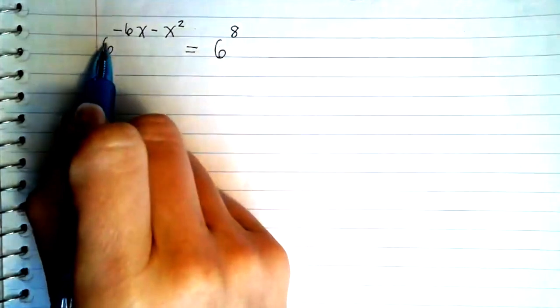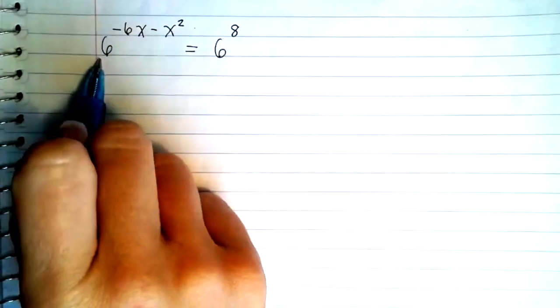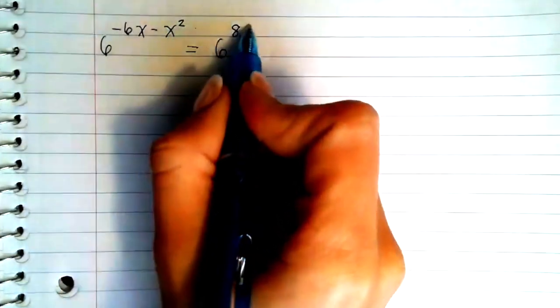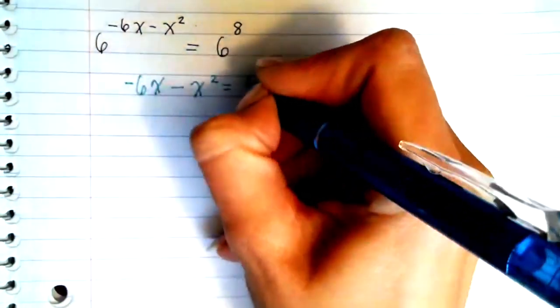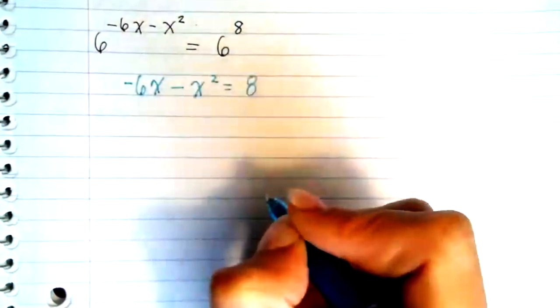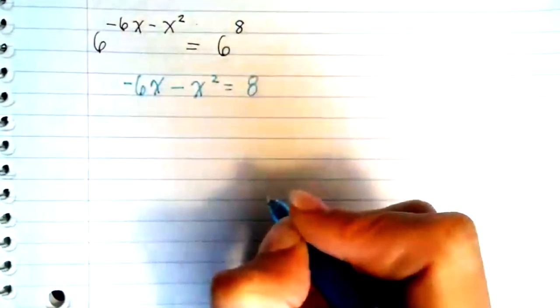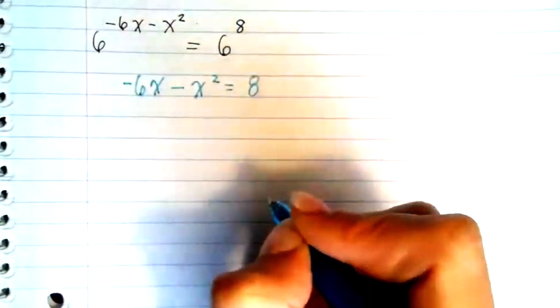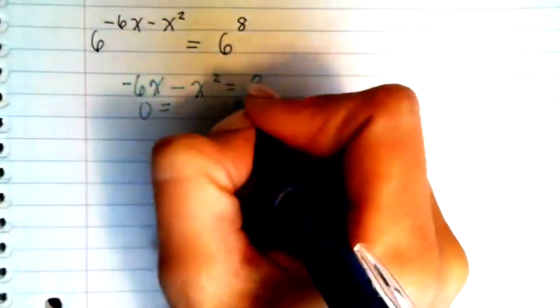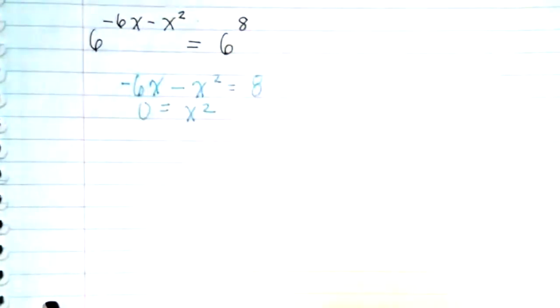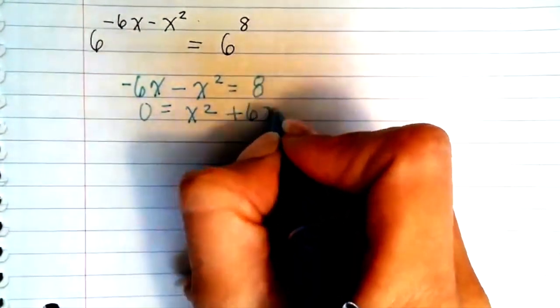Here in this next example, it looks pretty straightforward. We have 6 to a power equals 6 to a power. It's not a trick. You're ready to go. That means the exponent on the left has to equal the exponent on the right. Negative 6x minus x squared equals 8. It's not going away. We have another factoring problem. We want to get this equal to 0. I'm going to bring everything to the right side because I'd rather have my leading term, x squared, positive. So I'll add x squared to both sides, and I'll add 6x to both sides. x squared plus 6x plus 8.